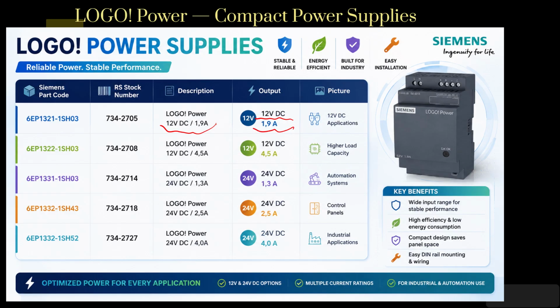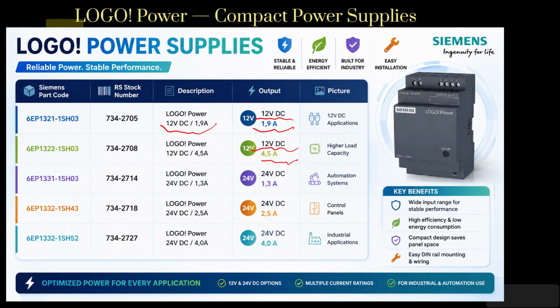The second one is the LOGO!Power 12 volt supply. Also, the current is increased up to 4.5 ampere. As we can see here, the output voltage is the same as the previous one, and the output current is increased up to 4.5 ampere.